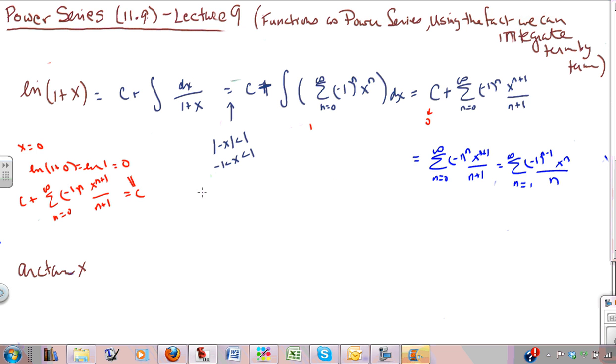So let's say x equals negative 1. What do I have there? I've got the sum n equals 1 to infinity of negative 1 to the n minus 1 times negative 1 to the n, over n, which is the sum n equals 1 to infinity of negative 1 to the 2n minus 1, over n, right?